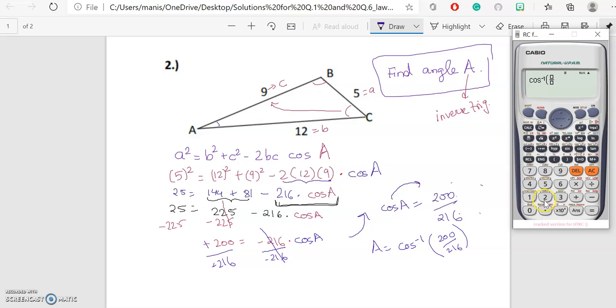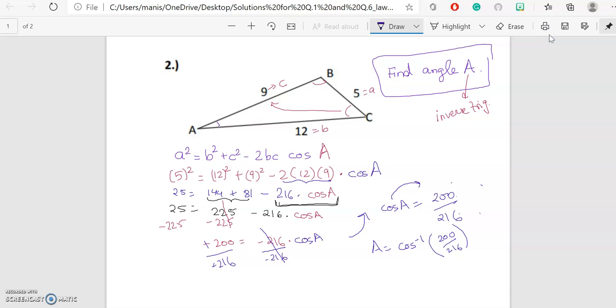So this is yours 200 divided by 216. And you can close the window, come this side over here, close your window, and your answer is what? 22.19 degrees. So my answer will be what? My answer will be uppercase A is equal to 22.19 degrees. That's my answer for this question.